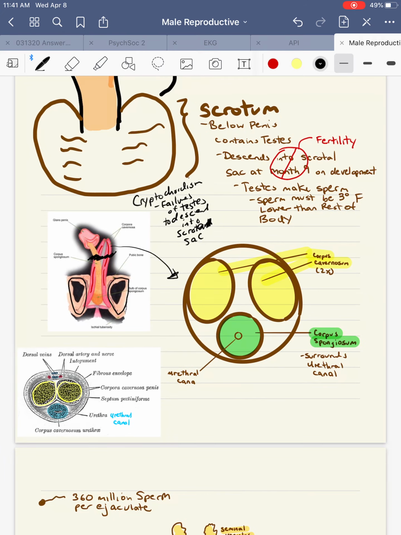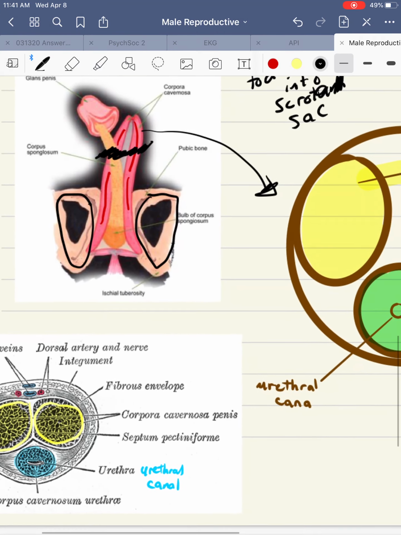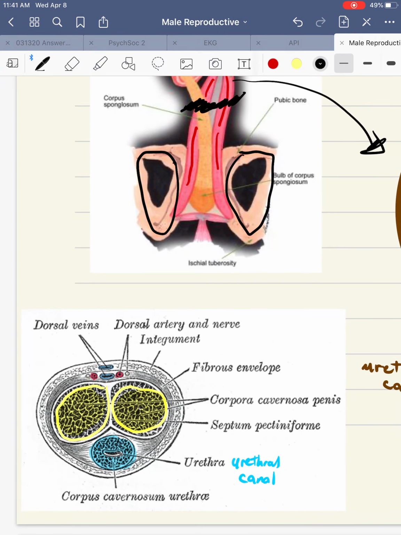Here is another diagram of the same cross-section I showed you before. I highlighted in yellow here the corpus cavernosa, and I highlighted in blue the urethral canal. I'm sorry, what's in blue is the corpus cavernosum, and the corpus cavernosum surrounds the urethral canal, which is now in red.